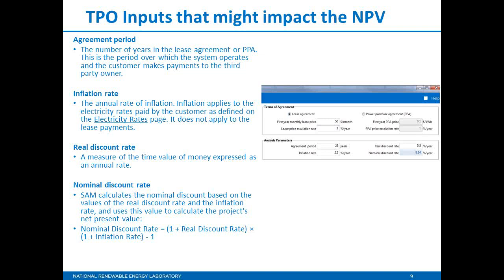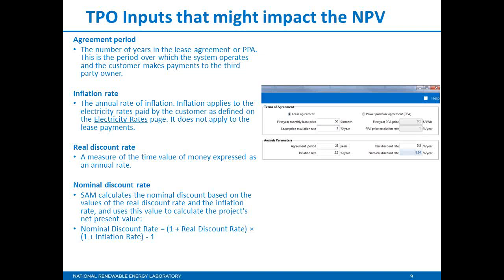So the first is the agreement period. The number of years in the lease agreement or PPA. Note that your system might last longer than the agreement period, and by default we've set this at 25 years. You may get free power after that, or you may have a clause in which you renegotiate with the third-party owner at that point at the end of the agreement period.